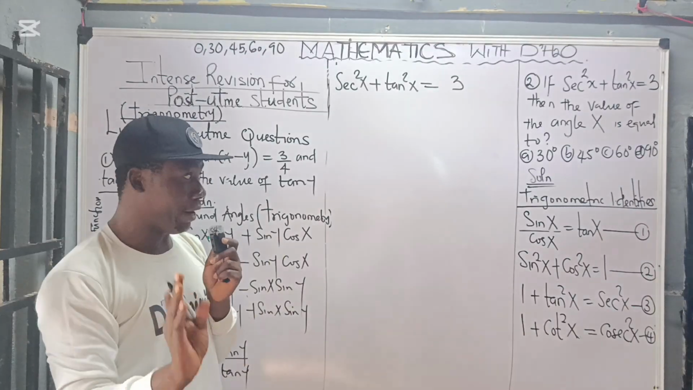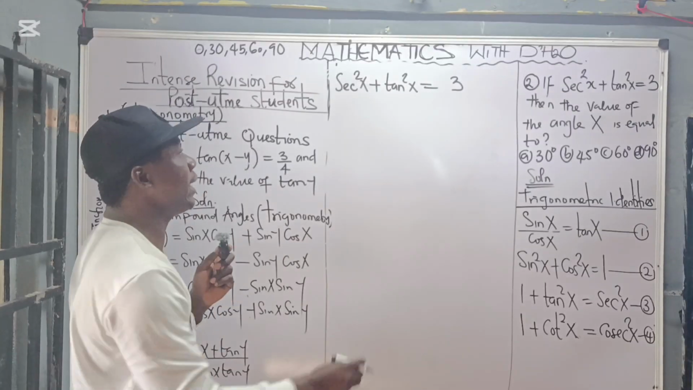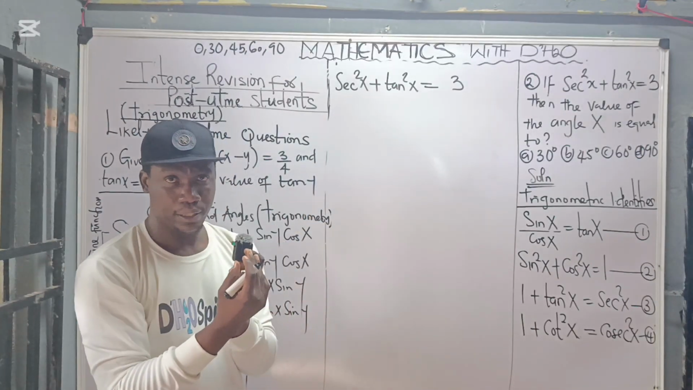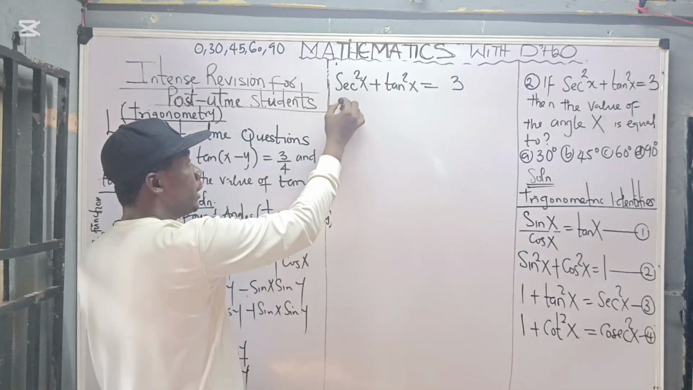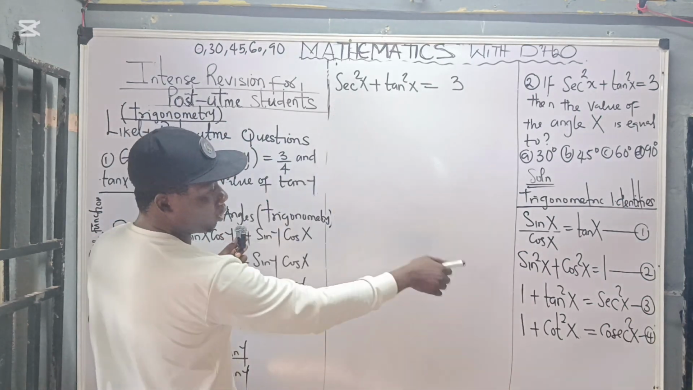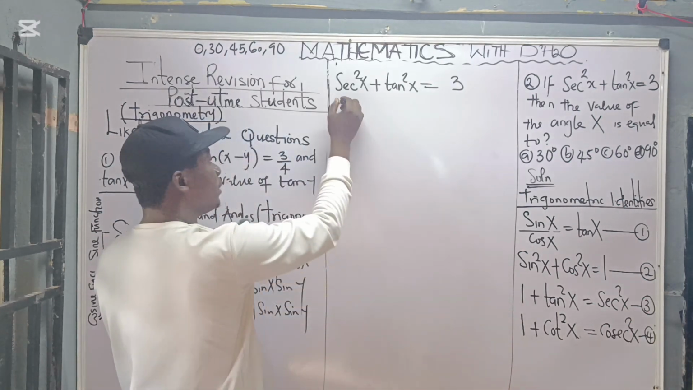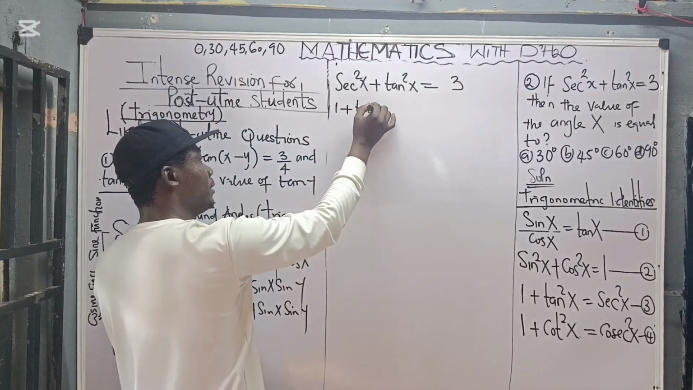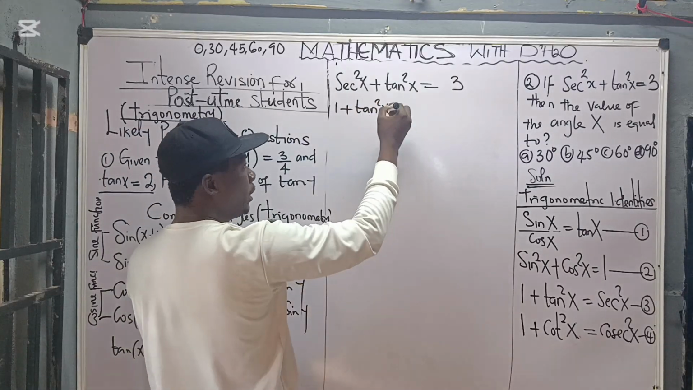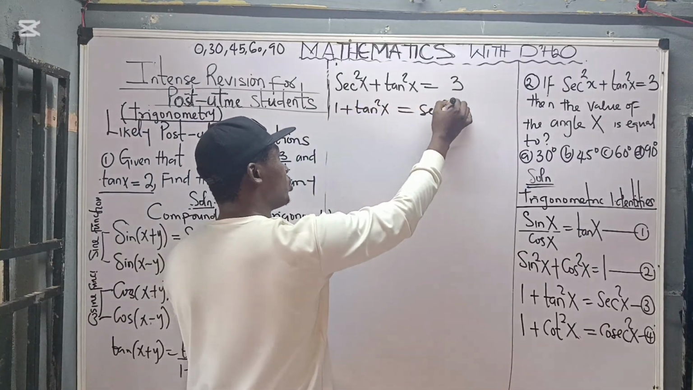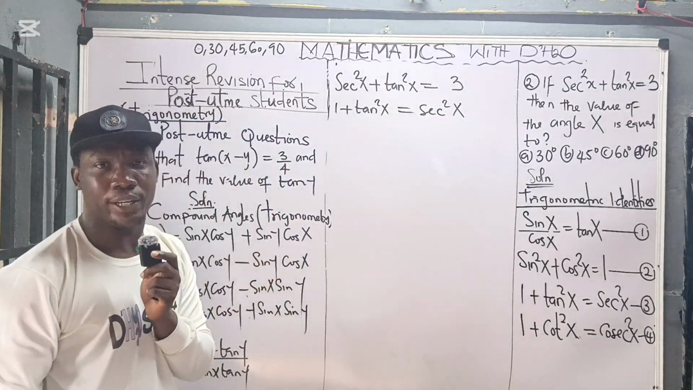So how do we solve it? Very easy. You bring the relationship that connects sec and tan together. What's the relationship? It says, look at it here, theorem number 3, that 1 plus tan square x is equal to sec square x. That's the relationship connecting them.